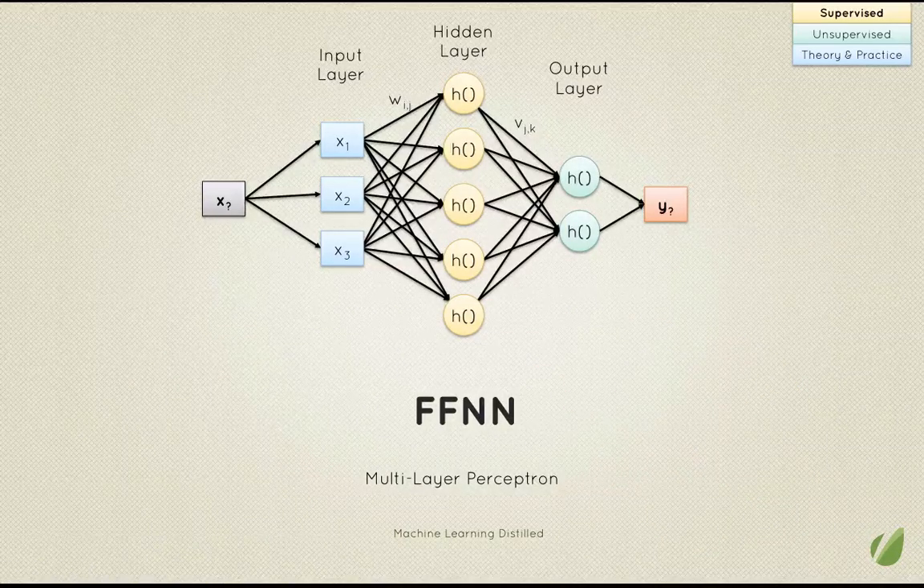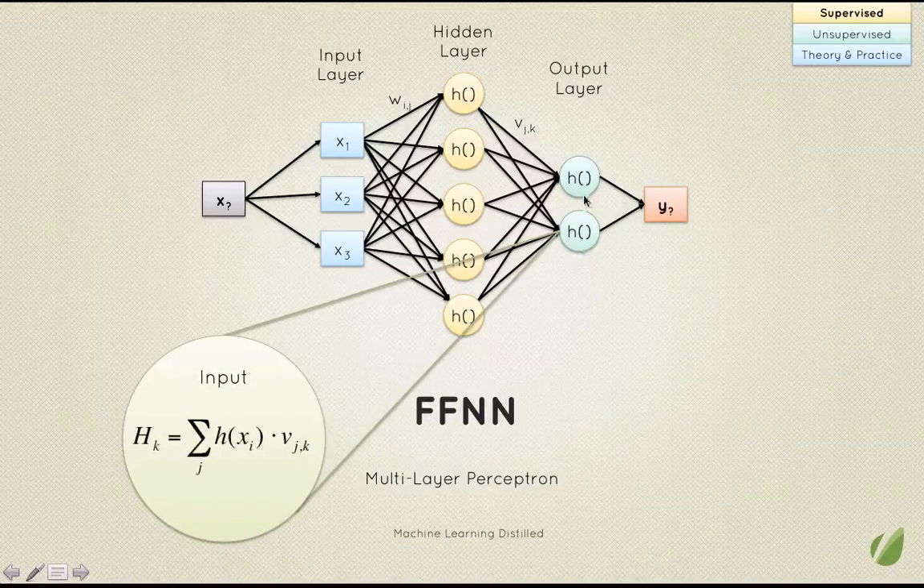Next, let's consider the input and output to the output layer. So the input to the output layer is simply the output of this hidden layer. We're going to call this capital H sub k. What we've got here is the product of the output of the hidden layer times the weights, and we sum all those up. That's the input at this output layer.